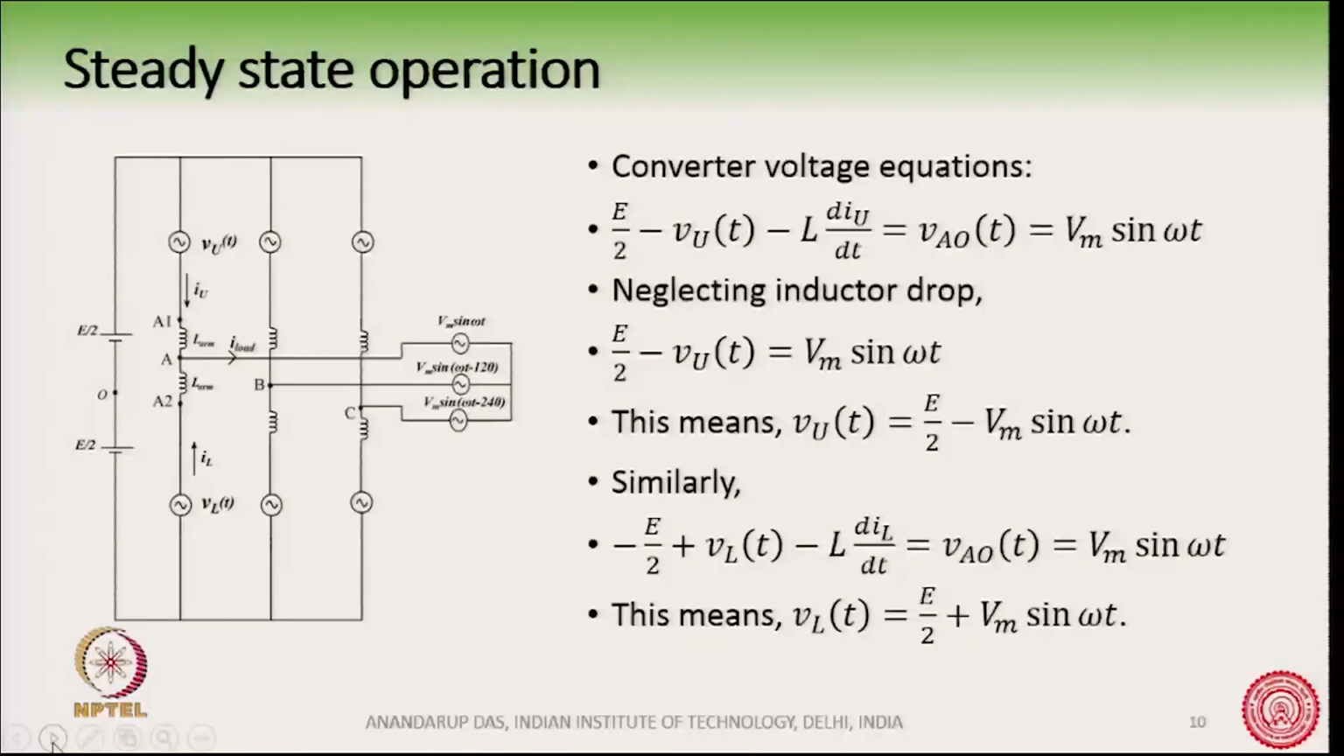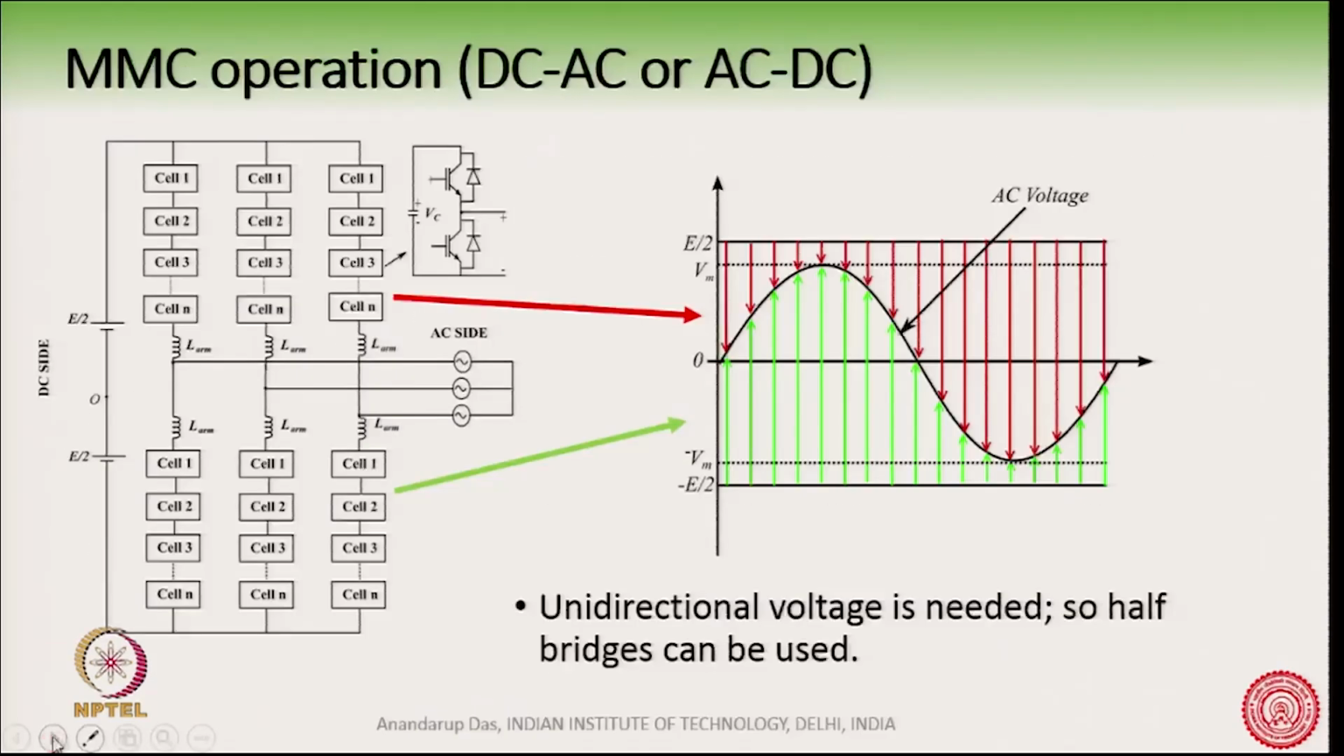We also talked about the steady state equations, where we found that the upper arm voltage has an expression like this, and the lower arm voltage has an expression like this, neglecting the inductor drop, which is a reasonably good approximation. From here we talked about this particular waveform, which is, for example, for an AC to DC application.